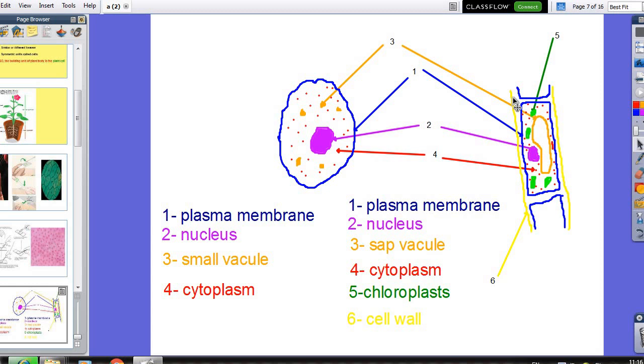And from outside, the plant cell is limited by the cell wall in yellow color. This is label number 6, and this structure also occurs in the plant cell only. Okay, so in the plant cell we have the cell wall and the chloroplasts. These occur in the plant cell only, and the animal cell doesn't contain these structures.